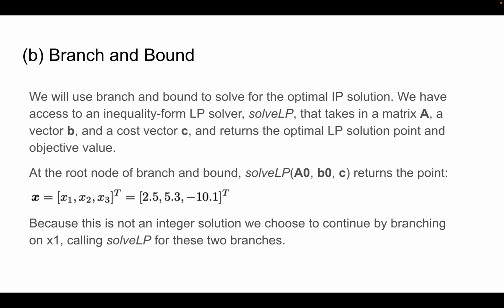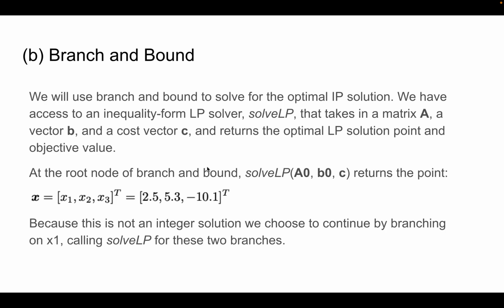So we're going to use branch and bound to solve for the optimal IP solution. We have access to an inequality form LP solver, which is termed solve LP. This takes in as input a matrix A, vector B, and a cost vector C. And this also returns the optimal LP solution point and objective value for that particular linear program that A, B, and C represent. At the root node of branch and bound, the solve LP function is going to return this particular point that's given to us in terms of the solver.